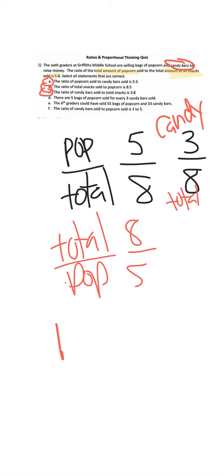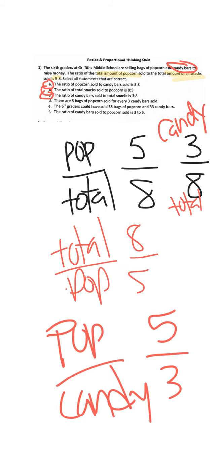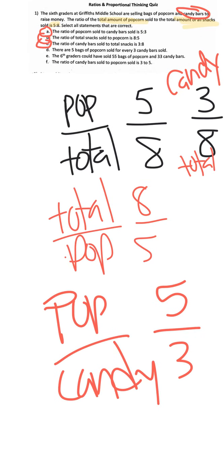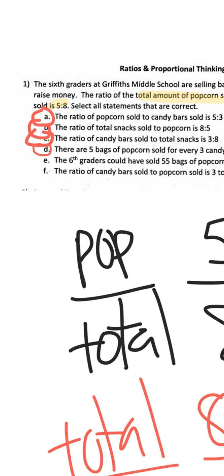5 bags of popcorn. So pop to candy is our ratio now. And I know it's 5 popcorns and 3, right? And it says for every 5 bags of popcorn sold, there's 3 candy bars sold. And that is true, 5 and 3. So that is also correct. I can go over here and circle that.